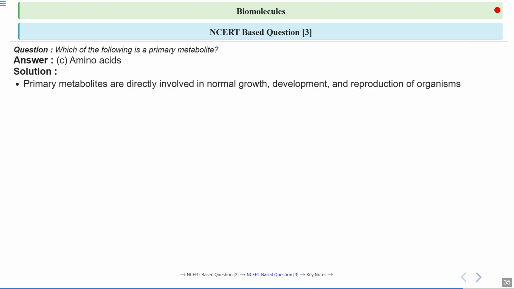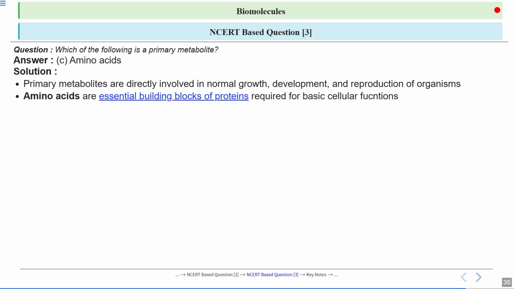Primary metabolites are directly involved in normal growth, development, and reproduction of the organisms as well. Amino acids are essential building blocks of the proteins. They are required for basic cellular functions as well. So these proteins, a lot of enzymes, are made up of proteins.